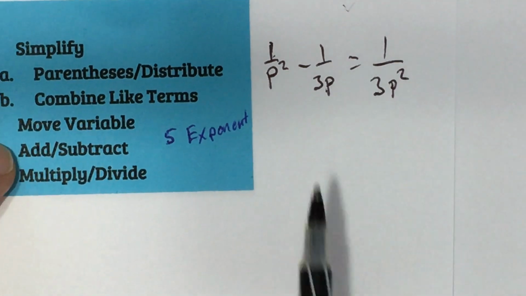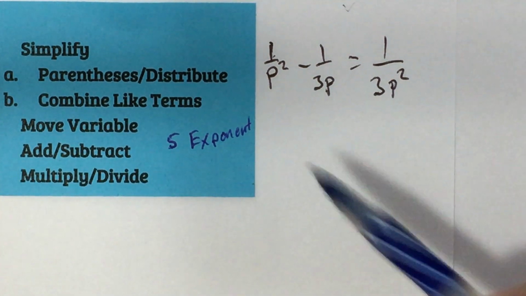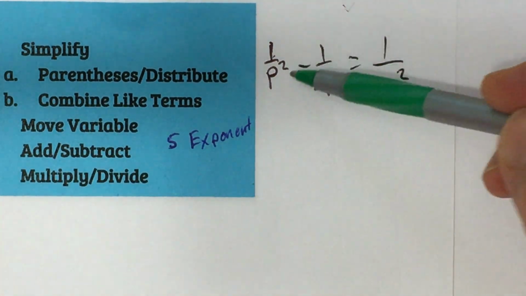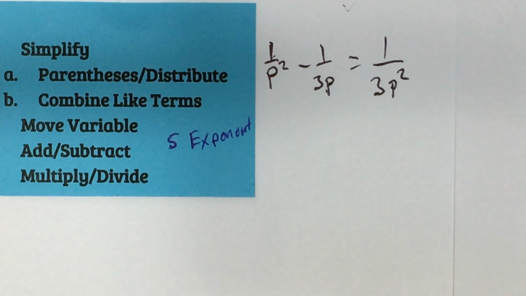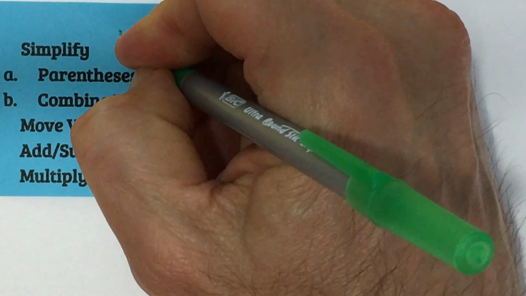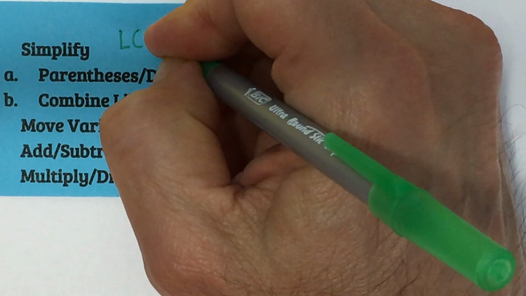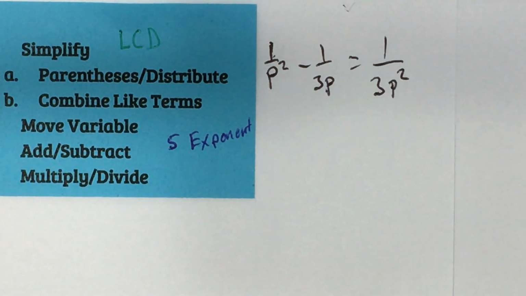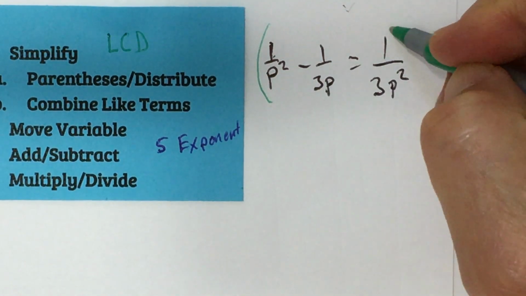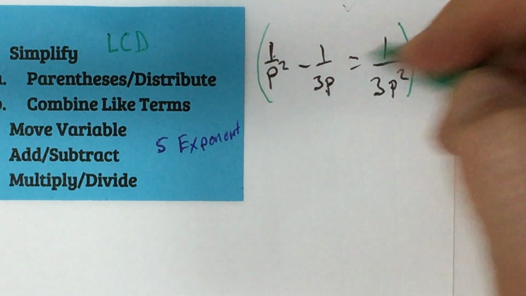Okay, I'm used to having all the p's on top. Now they're on bottom. This isn't covered here. I'm not sure what to do, but I want my p's on top. So I'm going to multiply by the least common denominator, LCD. I'm going to multiply this whole equation by 3p squared.